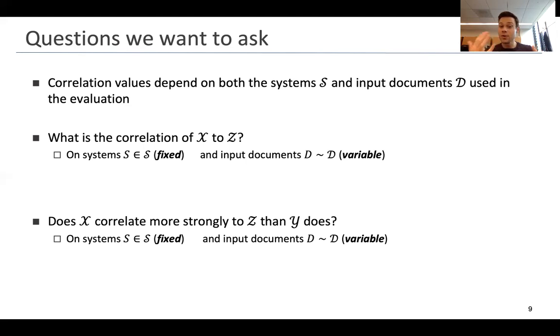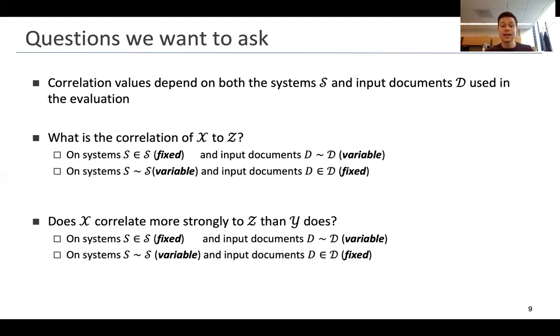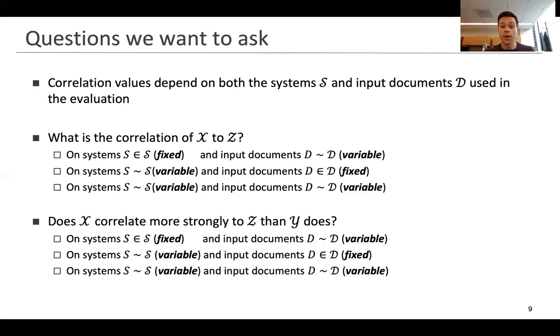So the inputs are not always the same. We could make the opposite assumption, saying that the set of systems that we're choosing is random, but the set of input documents that we're always evaluating on is fixed. Or we could assume that both are variable. And we need to explicitly make these assumptions in order to make the questions that we're interested in well-defined.